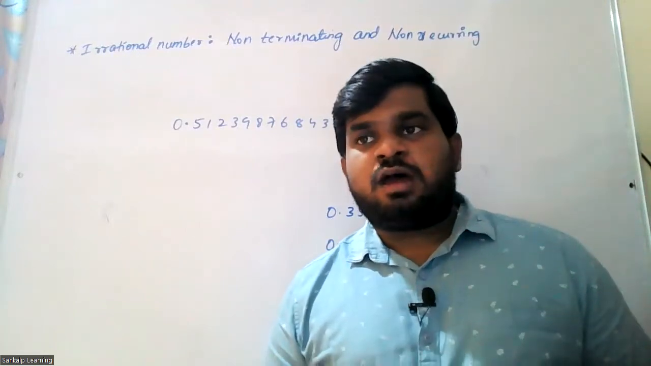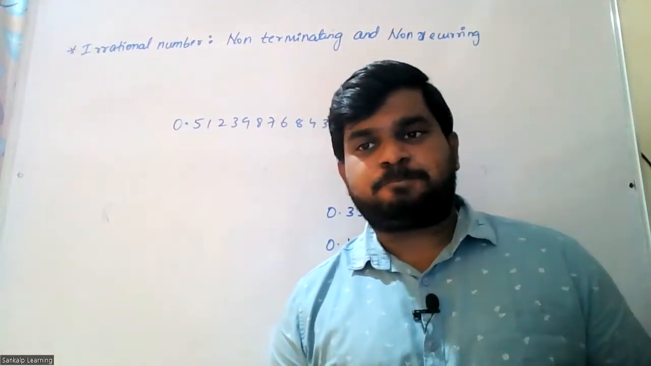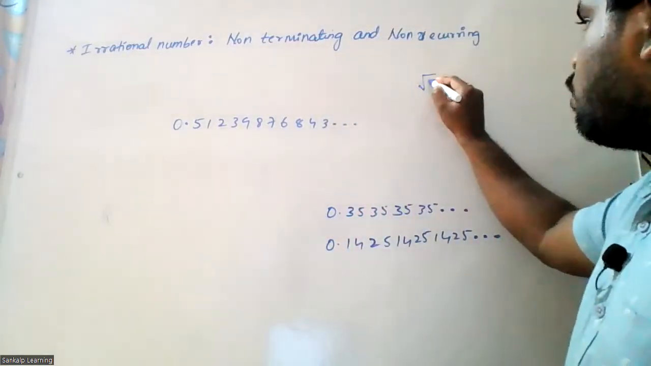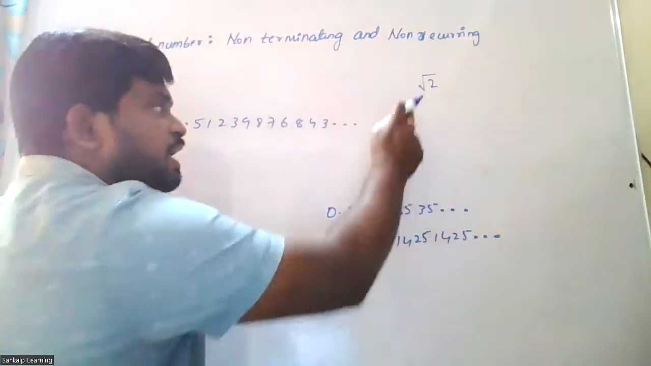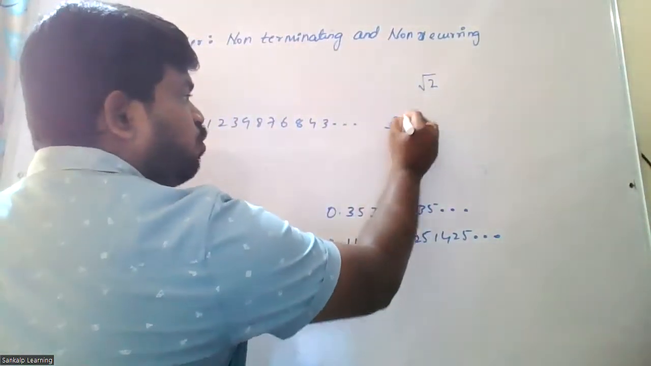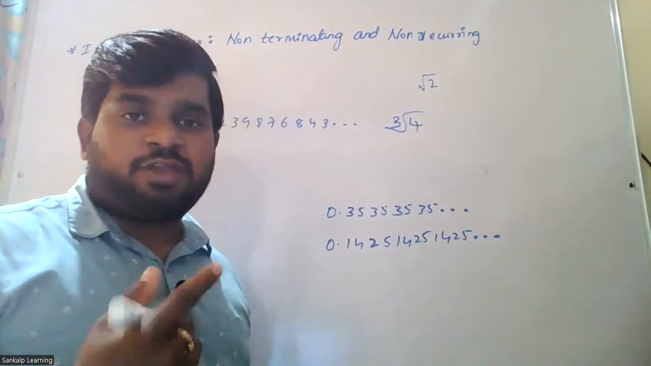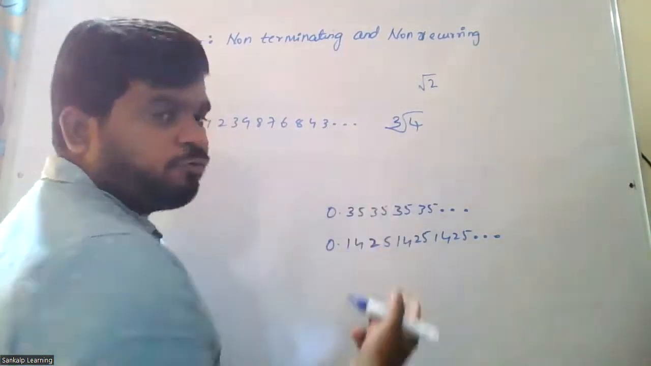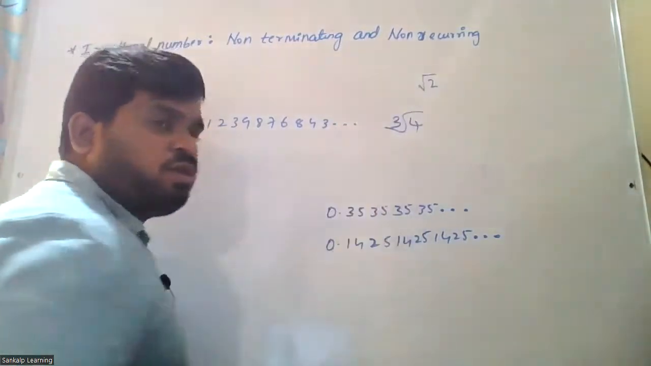Also, if you're not able to find the square root or cube root of any number, for example, let's say root 2, can I find the square root of 2? No. Therefore, this is an irrational number. Or let's say the cube root of 4. We are able to find the square root of 4, but we are not able to find the cube root of 4. So the cube root of 4 cannot be found. Therefore, this is also an irrational number.